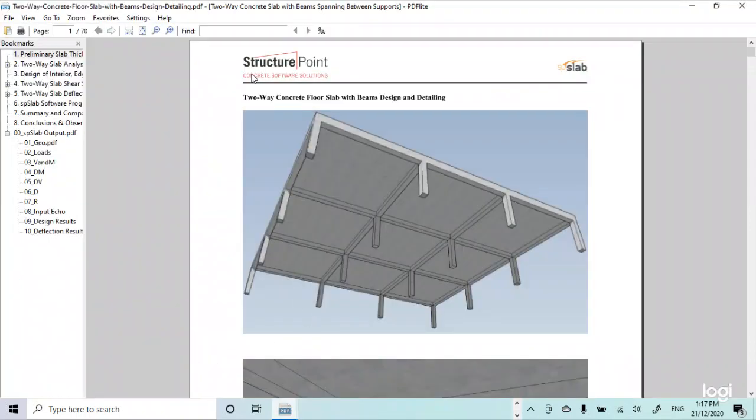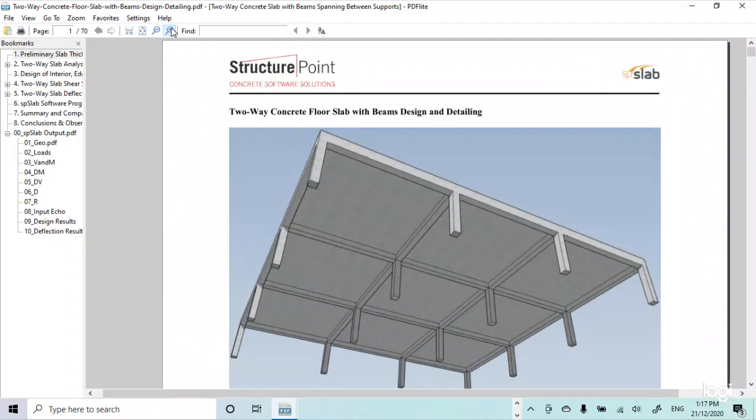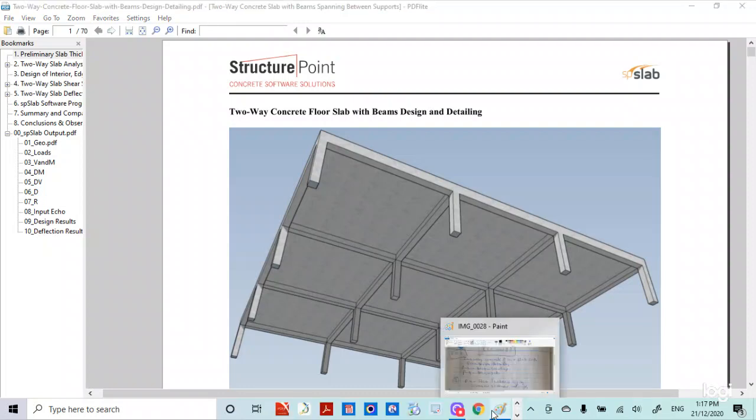Two-way concrete floor slab with beam design and detailing. So today, what I will do is teach you the civil engineering design handbook application. In this case, the technical paper that I will provide you is a two-way concrete floor slab with beam design and detailing.